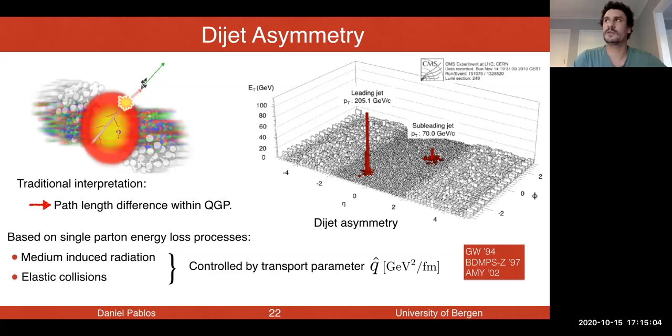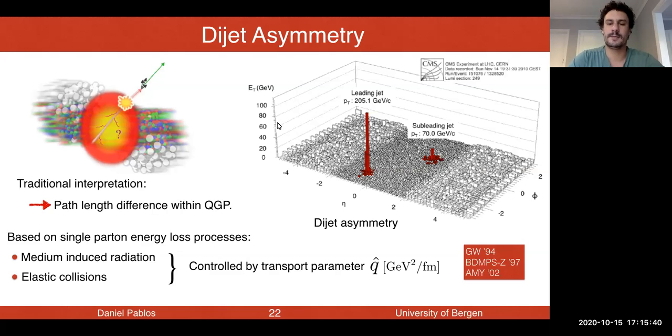When I say traditional, I mean some of the first, for instance, dijet asymmetry. You can see here in this histogram that you have one big jet of 200 GeV and another subleading one of 70. This is a heavy ion collision, and this is a very clear example of dijet asymmetry. One of the jets has lost more energy than the other one. In vacuum, there's also a natural asymmetry, but this precise combination of 200 and 70 is very likely to have suffered energy loss.